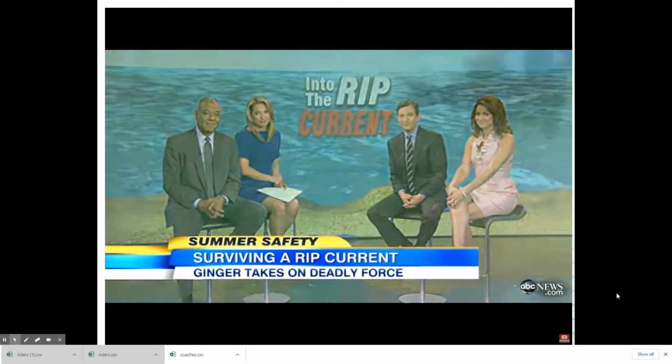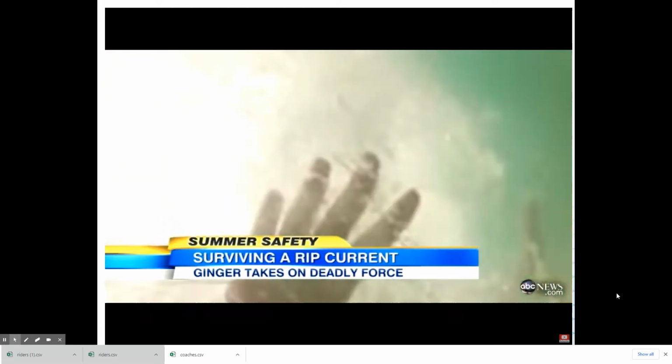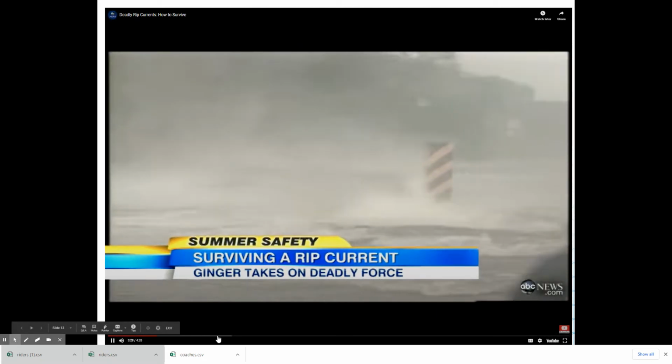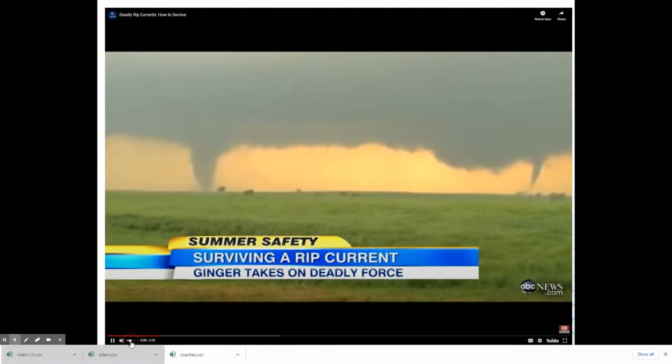It's one of the ocean's most deadly threats, more deadly than lightning, hurricanes, and tornadoes combined in an average year.